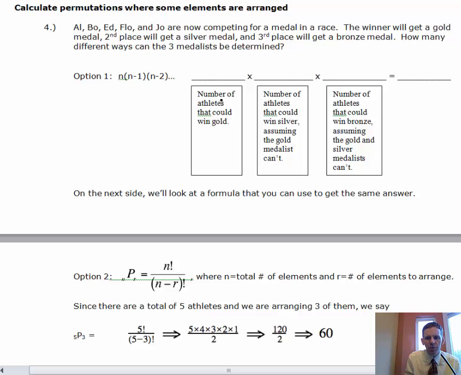Well, for one of the options, you could figure out the number of athletes that could win gold. There's 5 choices. Let's say Al wins gold. For silver, there are 4 athletes left, assuming Al can't win again. That gives us 4 choices for silver. Let's say Bo wins silver. For bronze, we have 3 athletes to choose from. Assuming that Al and Bo can't win, there are 3 athletes left. And we don't have any 4th or 5th place participation trophies. So in this problem, we just do 5 times 4 times 3. That's equal to 60.